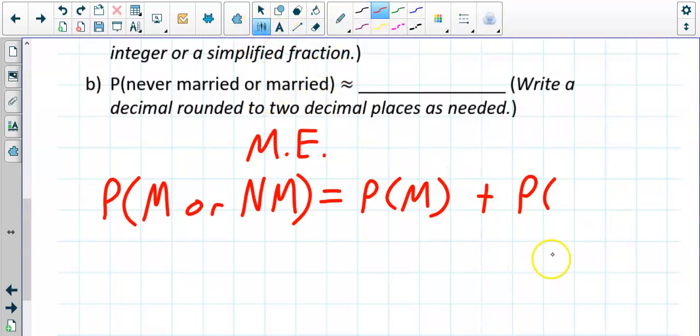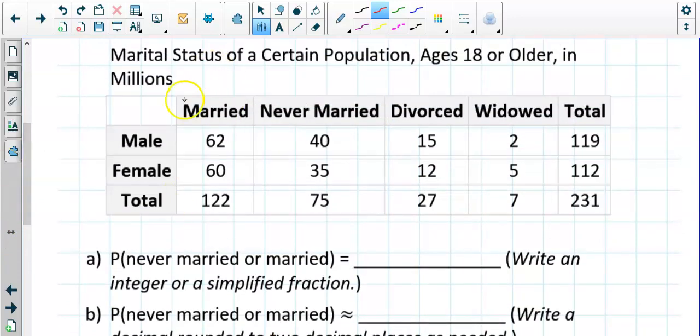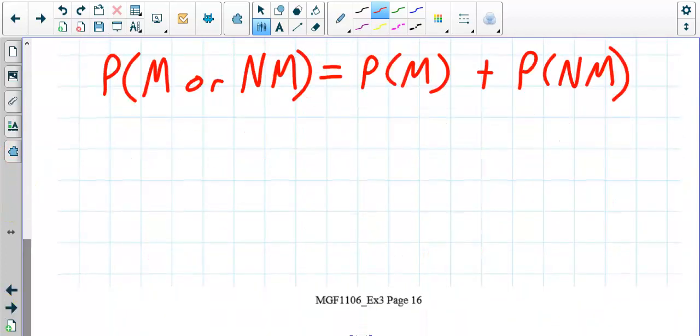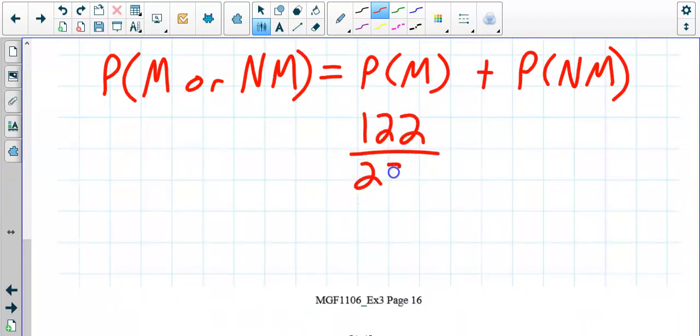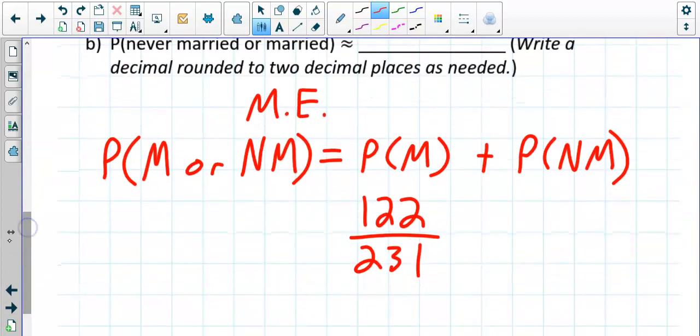What's the probability of being married? Well, when we scroll back up there, let's find that total. So here's married. So that's 122 people. The total for that, right over here, 231. So that will be the probability of being married: 122 over the 231. I think it was 231, right? Yeah. Okay, now what's the probability of never being married?